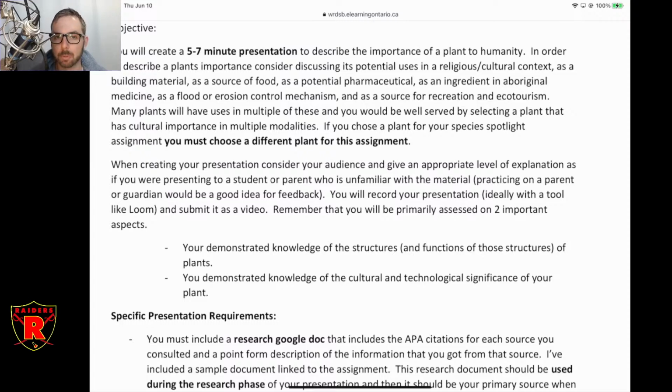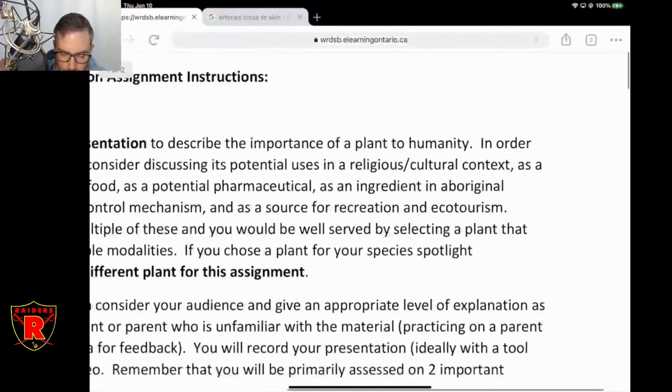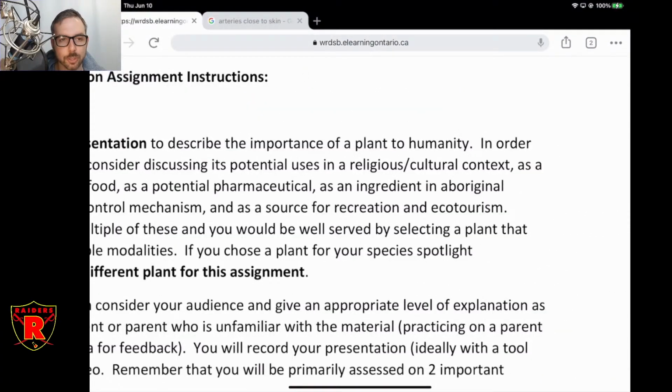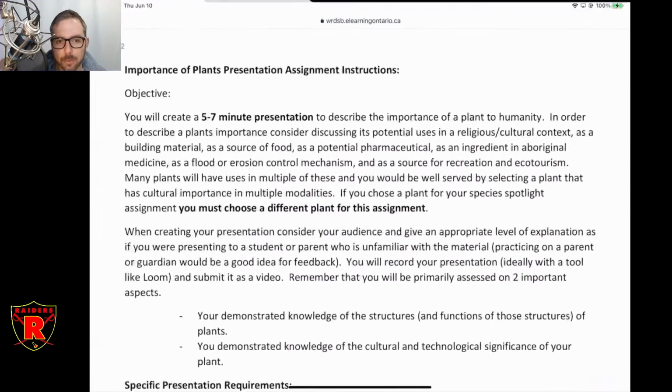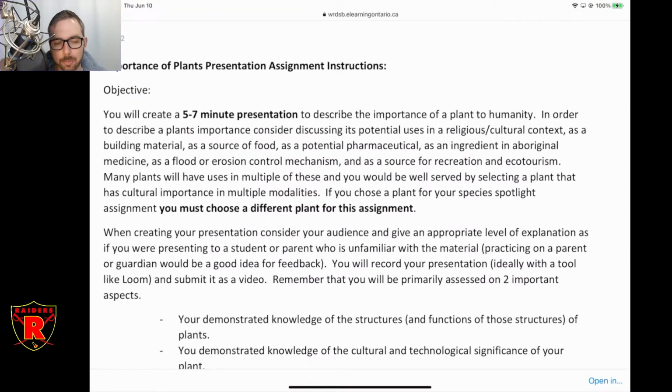So how can a plant be important to humans? We can talk about some various ways here. Maybe it has a religious or cultural use. For Scots pine, one of its uses is that it's used as a Christmas tree that has cultural, religious significance for people. Now that is a good example because Scots pine also happens to be used as a construction material, and so there's another modality, another way in which it's valuable to humans. So ideally, you want to pick something that's valuable in multiple ways.